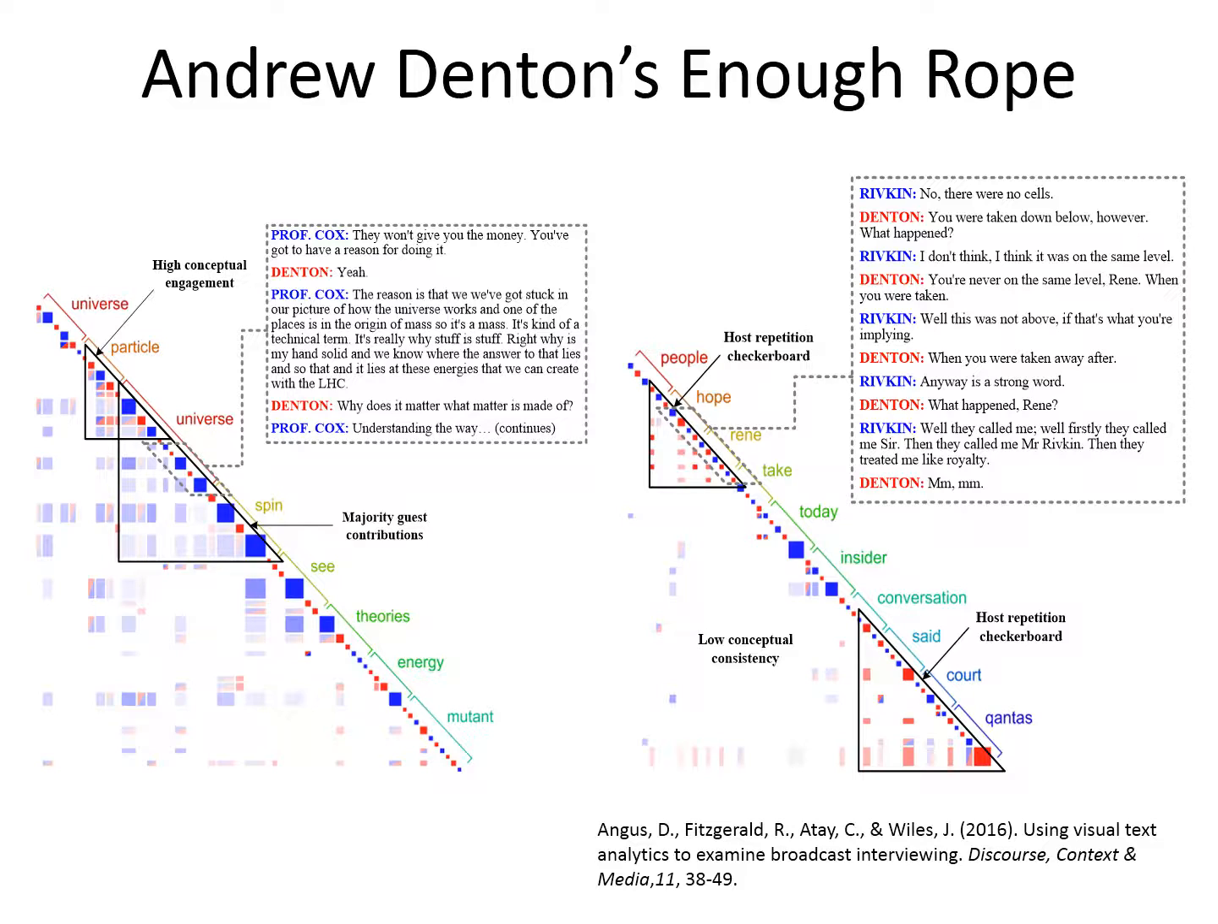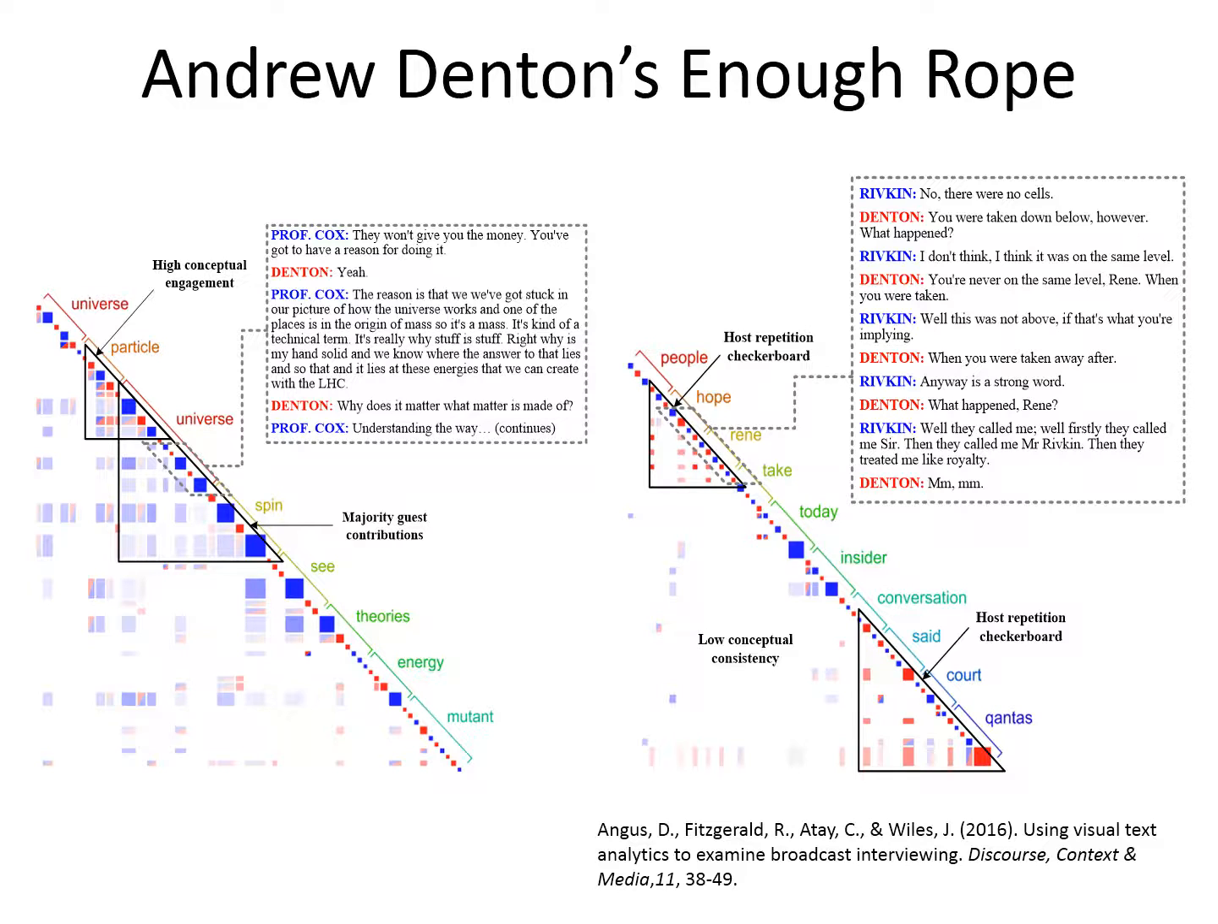What we see on the right is that there are a lot of red squares. That indicates that Andrew Denton's repeating a lot of his conceptual content. In this example that's written out, Denton's asking a question repeatedly about Renee Rivkin when he was taken down to a cell. Renee Rivkin was convicted of insider trading, and Denton's trying to get to the events that transpired at the point the conviction came down and he was escorted down to a cell.